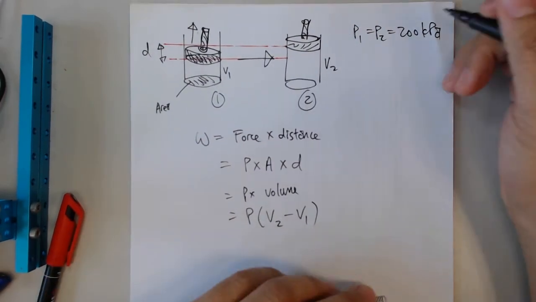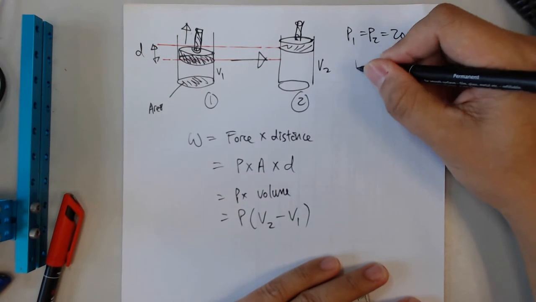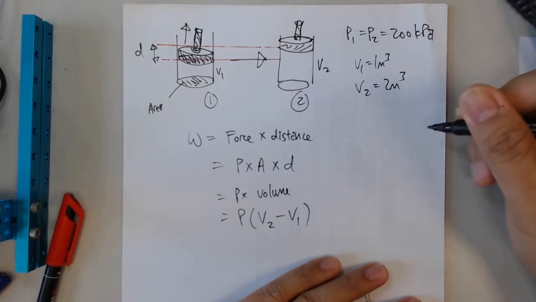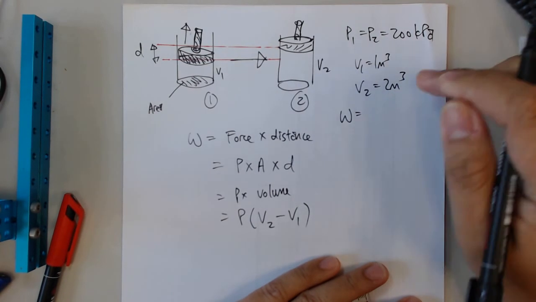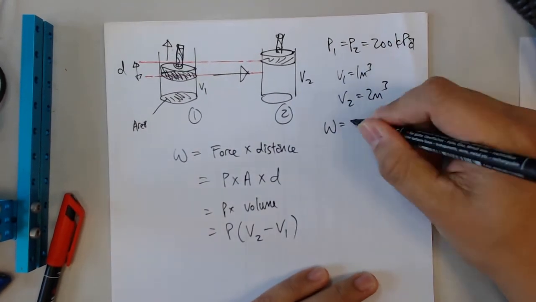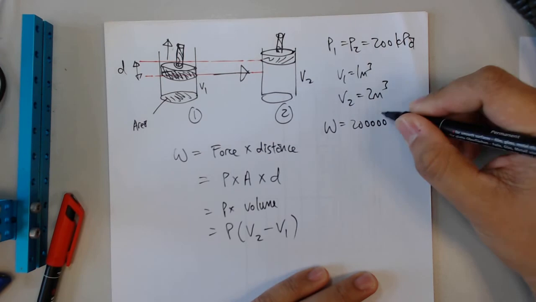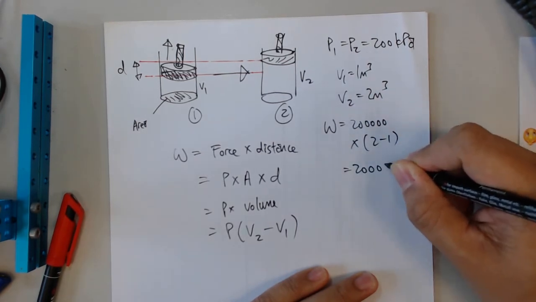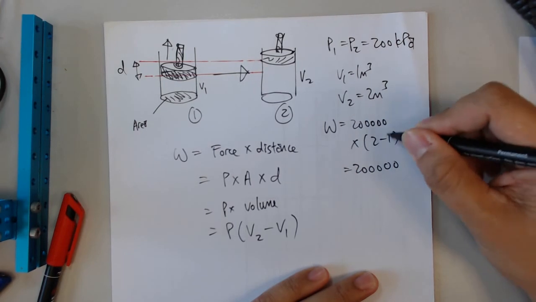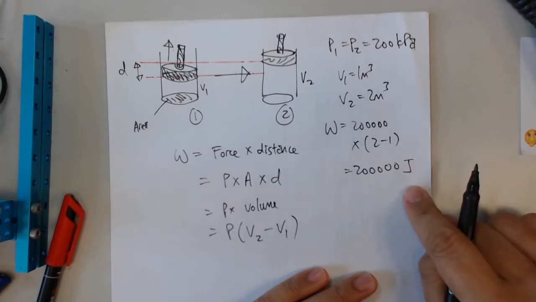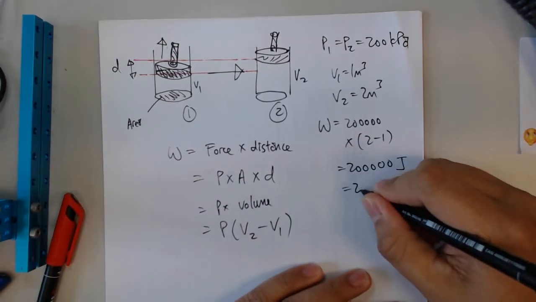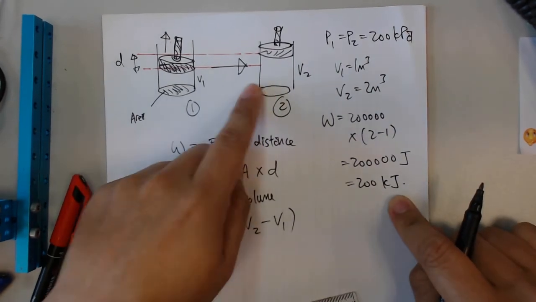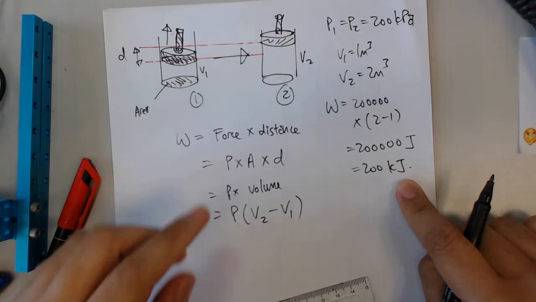Let's put in some numbers. Let's say V1 is 1 meter cube, V2 is 2 meter cube. The actual work done by this gas at 200 kilopascal is 200,000 multiplied by (2 minus 1). Since they are all in SI units, the answer will be in joules, so 200 kilojoules of work is being done by the gas, because the gas is pushing the piston up.